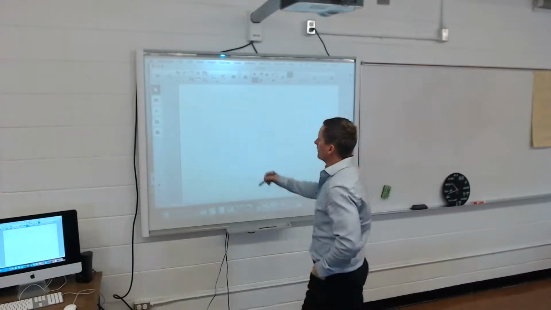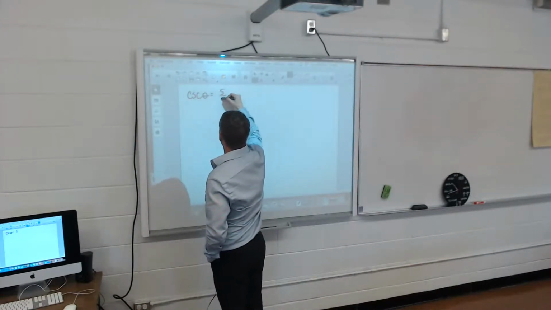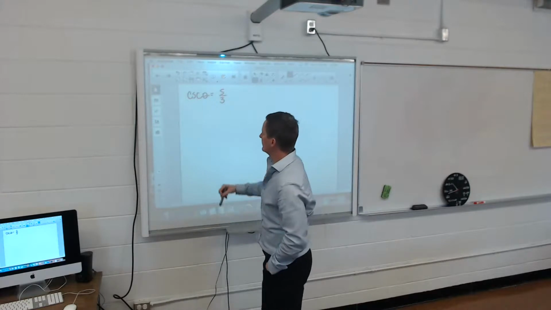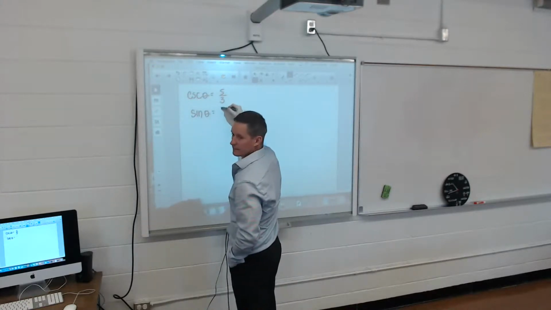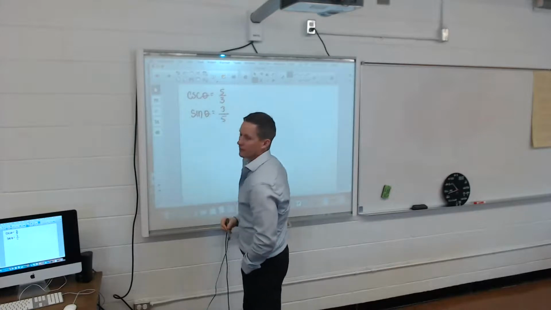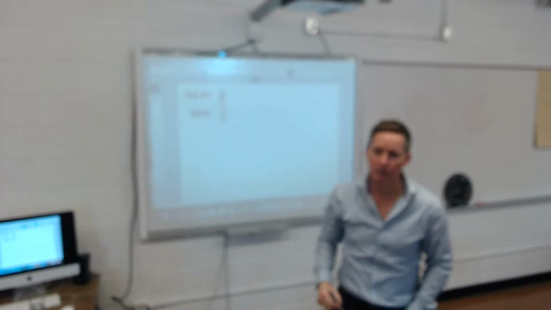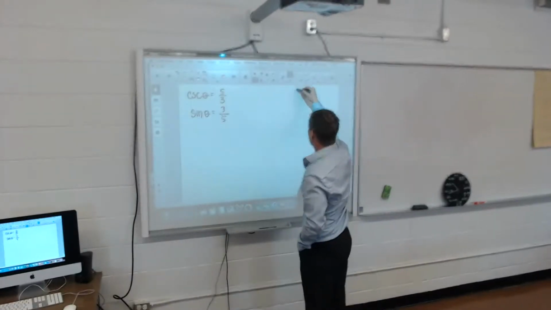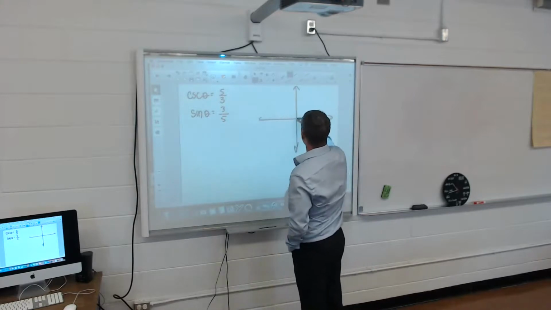Okay, so they have cosecant theta equal to 5 over 3, right? Which means that sine theta is equal to what? 3 over 5, so I flipped that, right? It says that it has to be between 90 and 180. So what quadrant are we talking about? Quadrant 2.